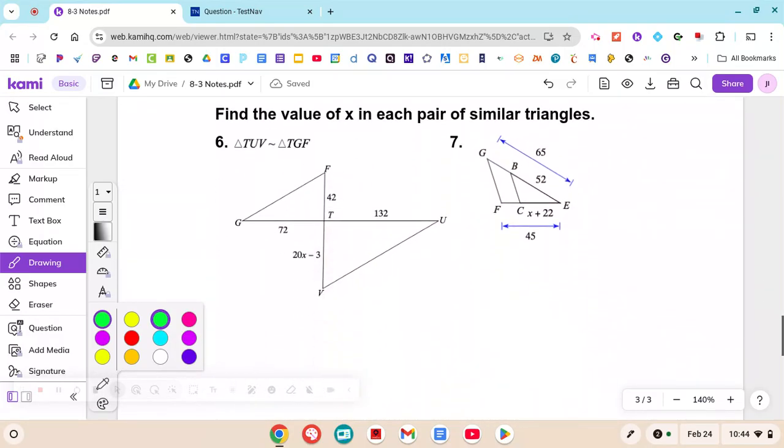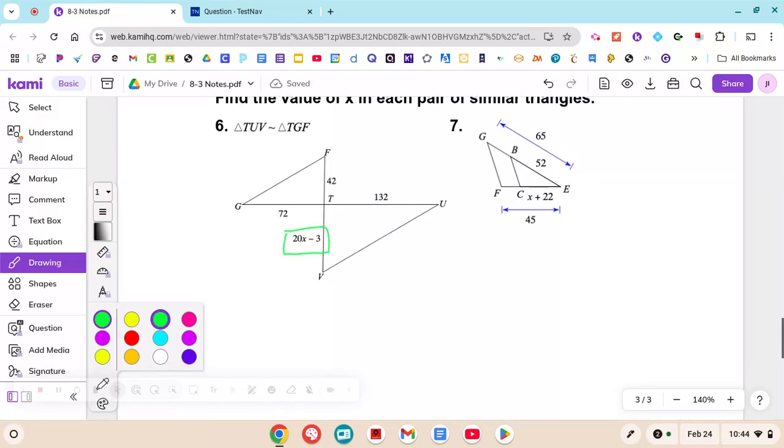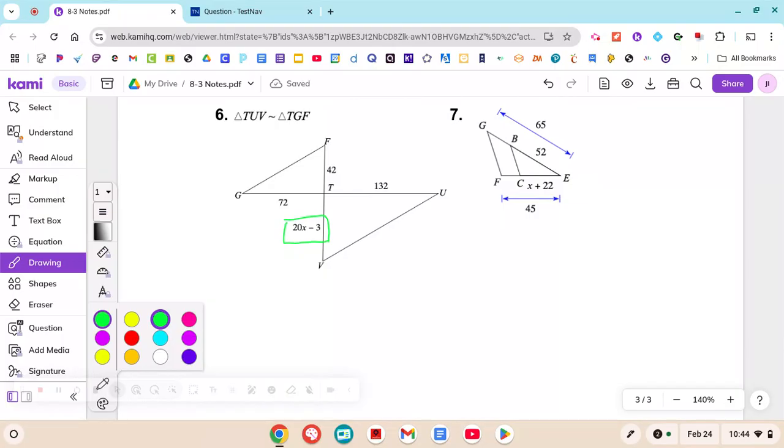Number 6 says find the value of x in the pair of similar triangles. Alright. So as I'm looking at this, I'm trying to figure out how I'm going to set up my proportion. If they're similar, I can do proportional sides. So I'm going to pick on where the variable is located at. I'm going to write that down first. 20x minus 3. And that's in this triangle.